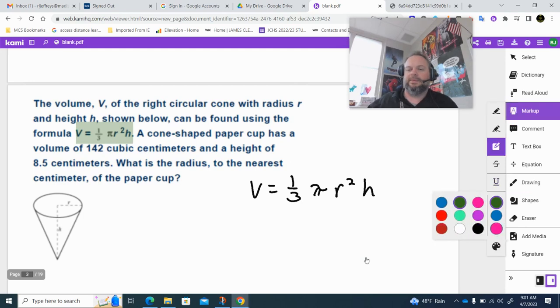All right. Then we're given, we could care less if it's a paper cup or if it's an ice cream. It's just a cone. All right. We're given this as our volume. We're given this as our height.